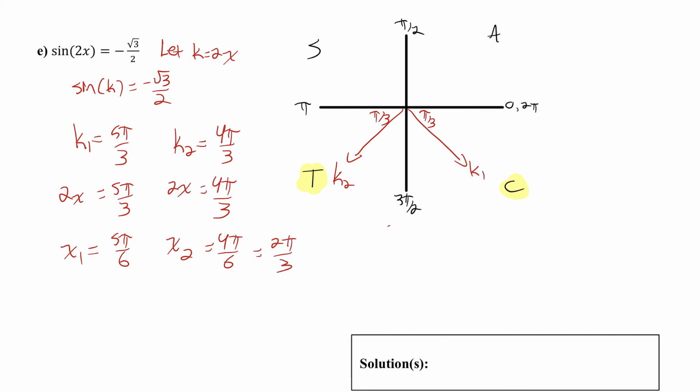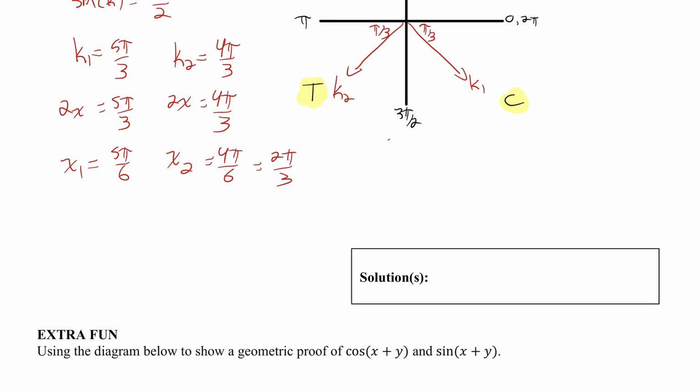Now for this question, sine of 2x will complete 2 full cycles between 0 and 2 pi. So these are the answers in the first cycle. To get the answers in the second cycle, I'm going to add the period of sine of 2x, which is pi, to both of these answers. So for my third answer, I'll just add pi to 5 pi over 6. 5 pi over 6 plus 6 pi over 6 is 11 pi over 6. And for my fourth answer, I'll take my second answer, 2 pi over 3, and do the same thing. Add pi to that, which gives me 5 pi over 3.